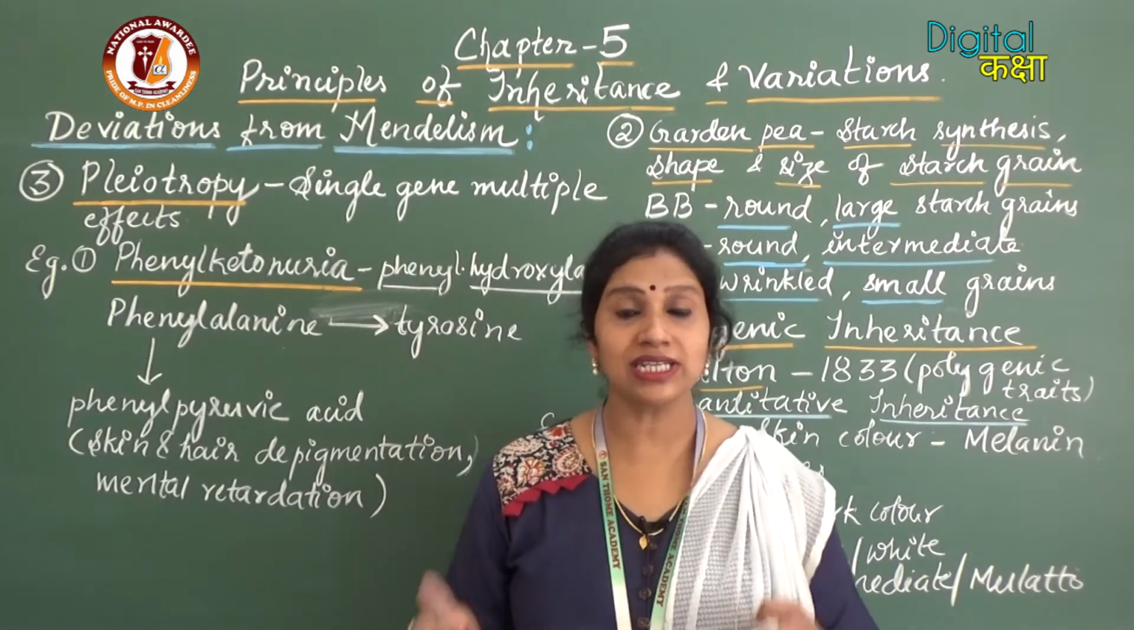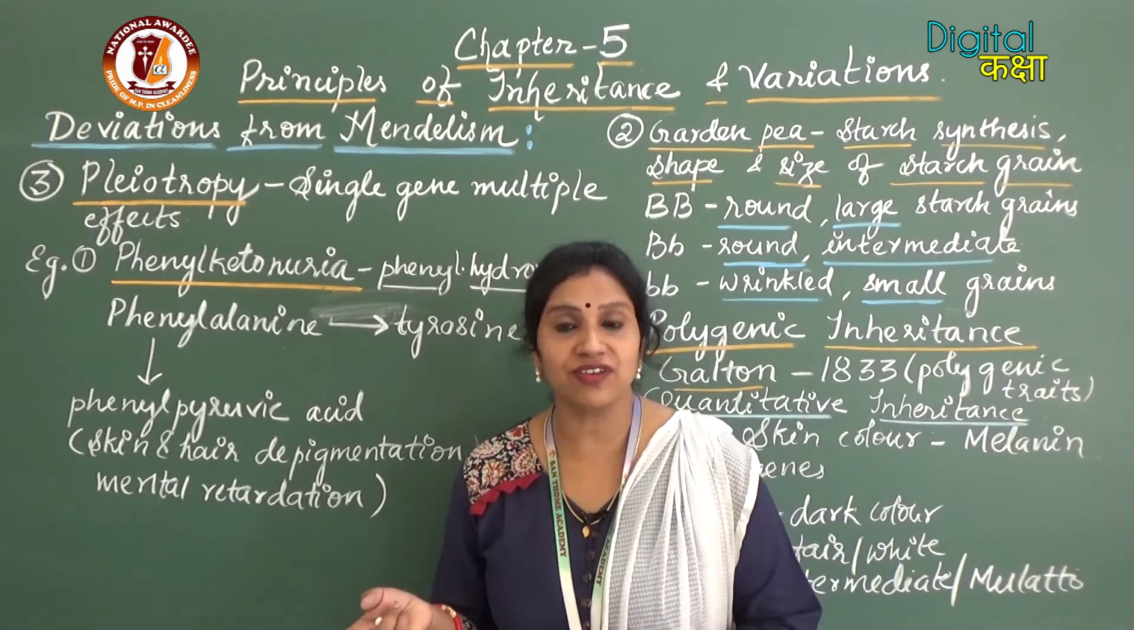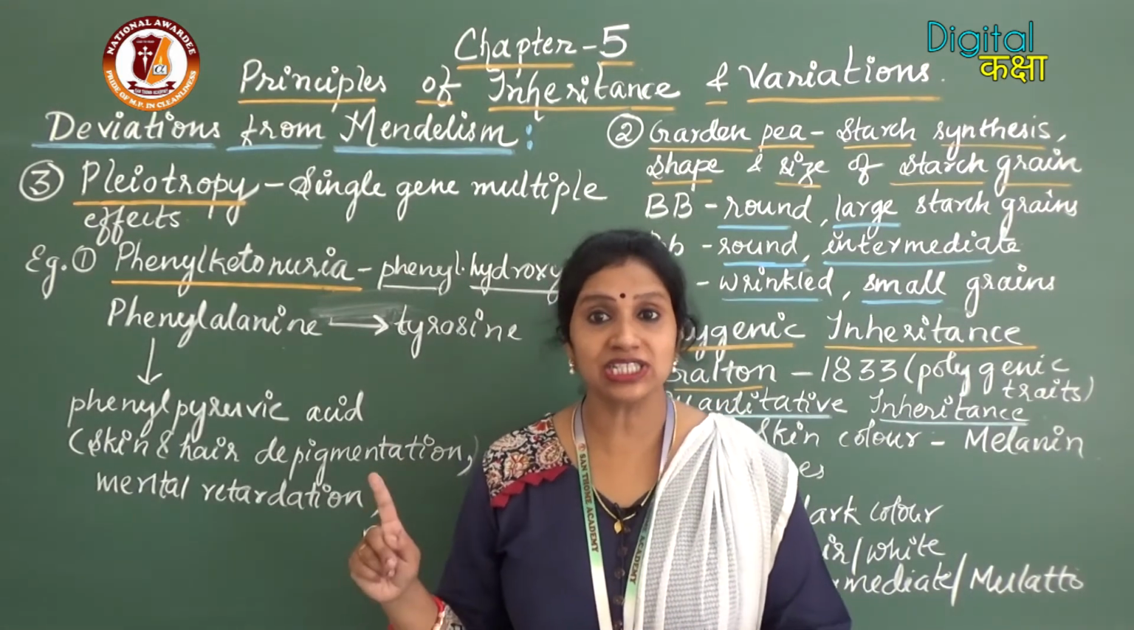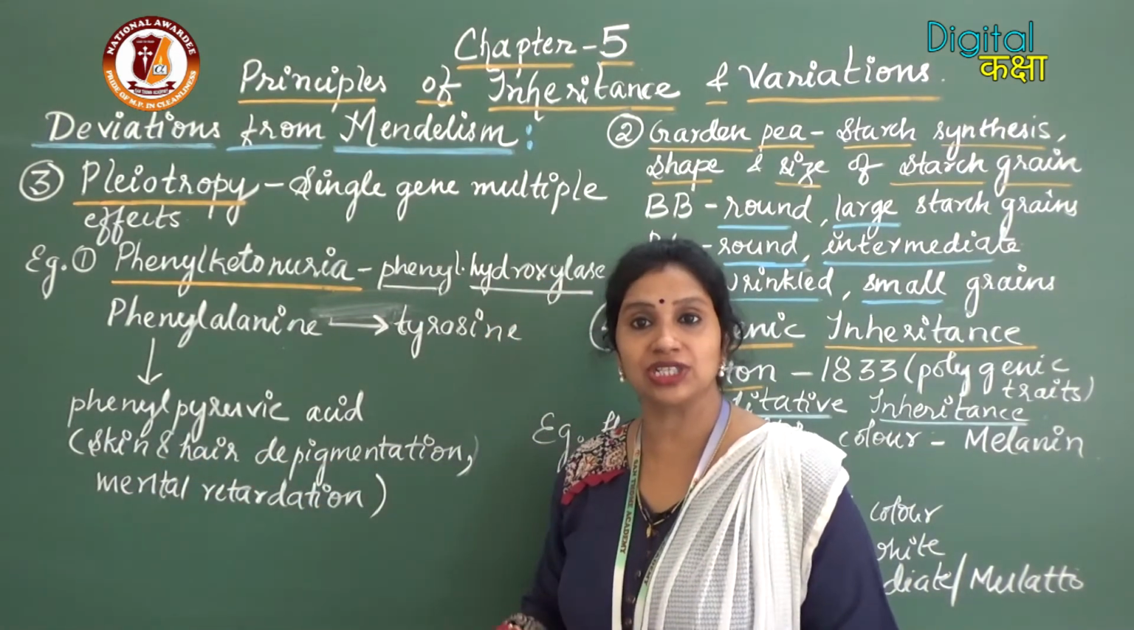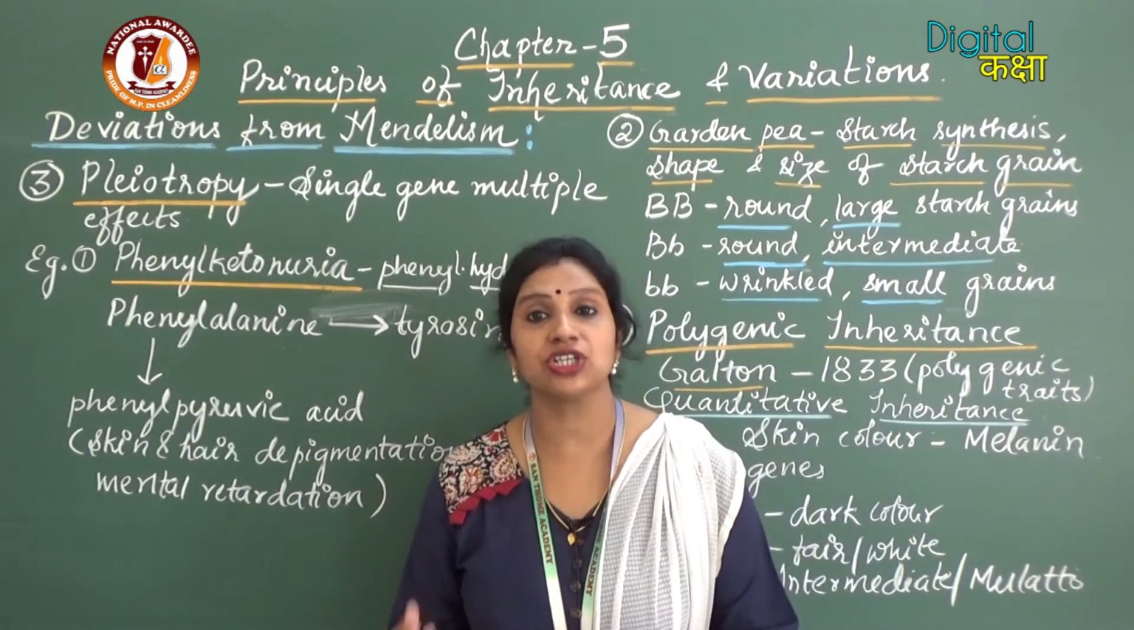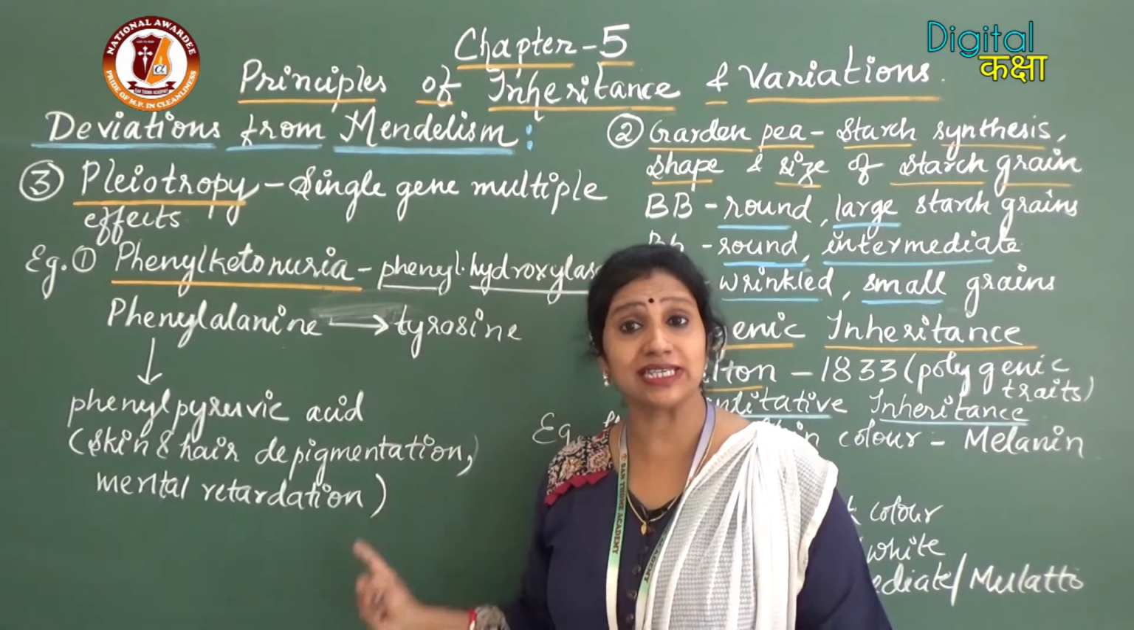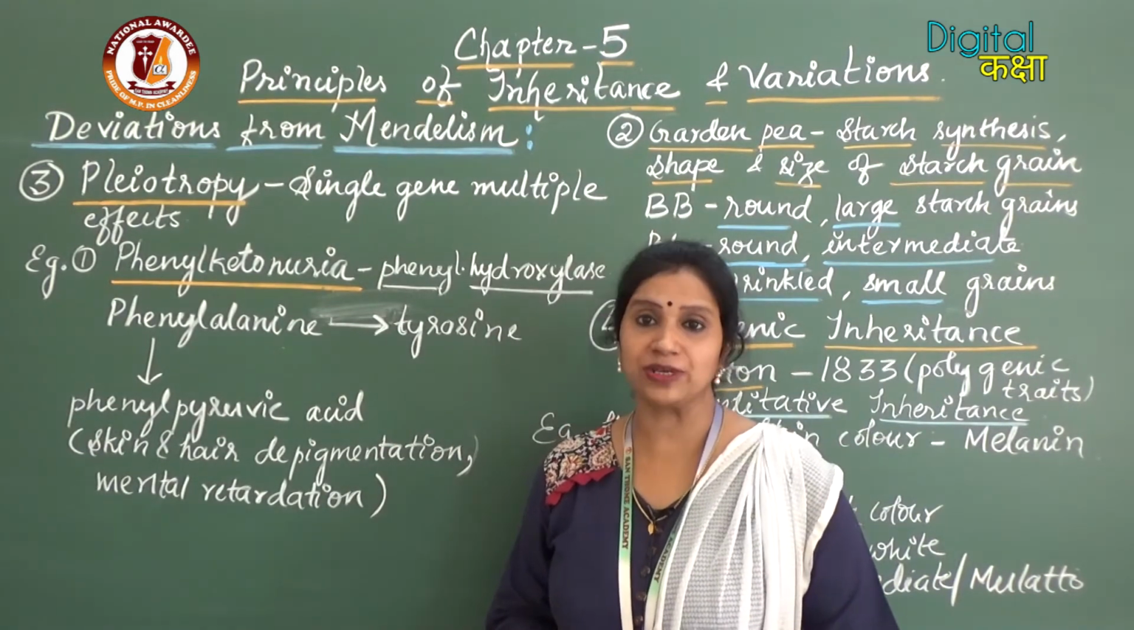So a single gene is producing multiple effects. That means a single gene is responsible for the skin and hair pigmentation and the mental stability of the person. So this is one example of pleiotropy.